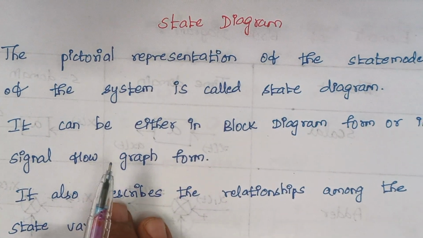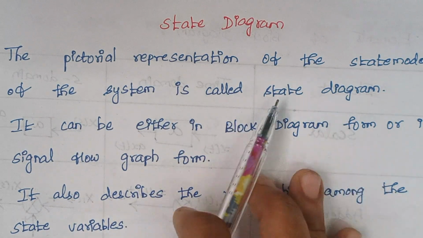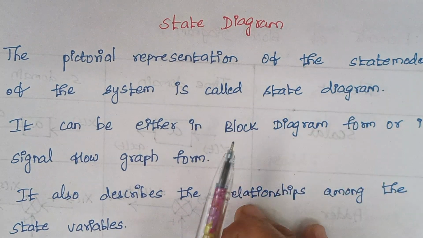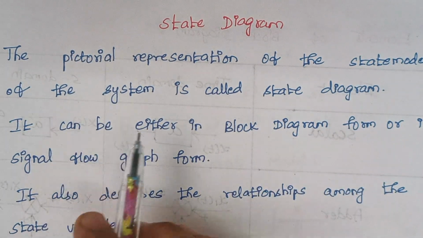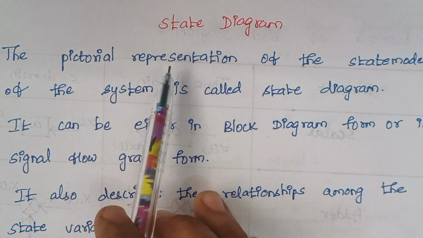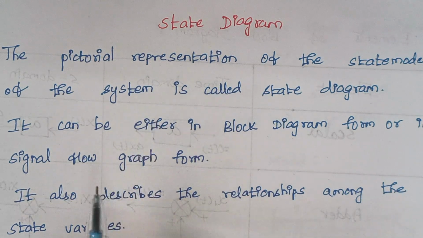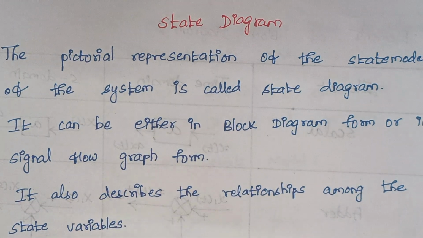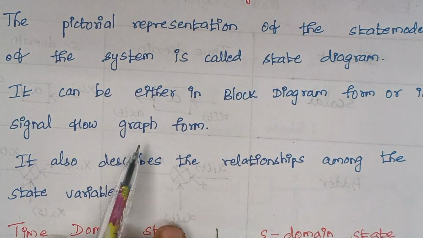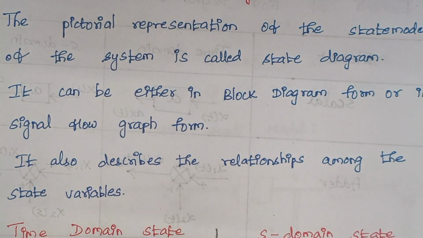So the pictorial representation of the state model of the system is called state diagram. As we all know what is meant by a state model, right? Here the diagrammatic representation of a state model is known as state diagram. This pictorial representation can be either in the form of a block diagram or signal flow graph, right? This block diagram as well as the signal flow graph describe the relationship among the state variables, right?